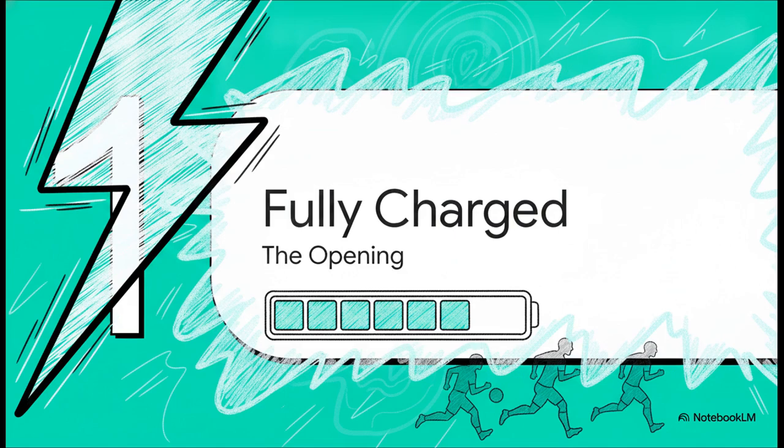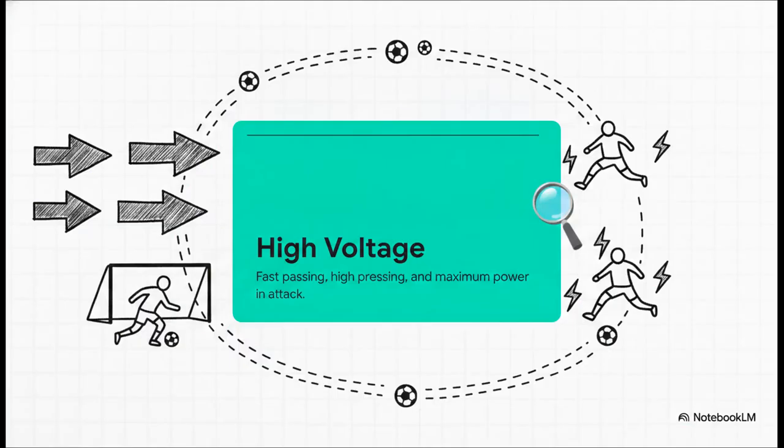Section 1. Fully charged, the opening. Let's define a very specific scientific term, high voltage, but use football terms. In our circuit, high voltage isn't measured in volts. It's measured in fast passing, relentless high pressing, and generating absolute maximum power in every single attack.